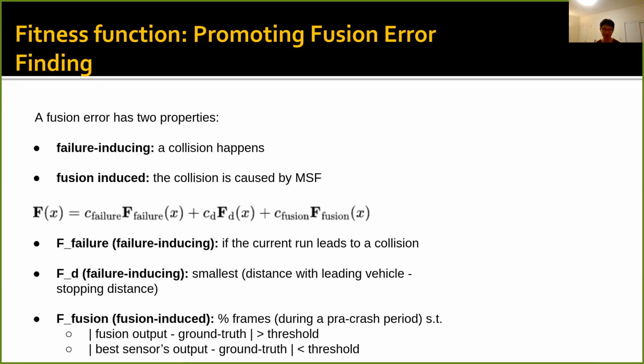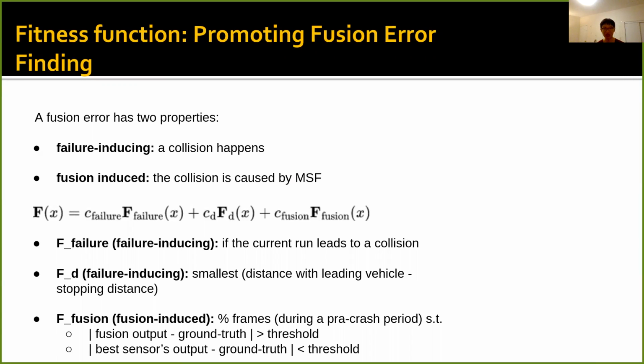So we want to minimize this distance such that the collision tends to happen. And the third term, which promotes fusion-induced, is the percentage of frames such that two conditions hold at the same time. First is that the output of the fusion module should be far away from the ground truth. That is, the fusion component should be wrong. And the second condition is that there exists a best sensor output, which is close to the ground truth, but fails to be leveraged by the fusion component.